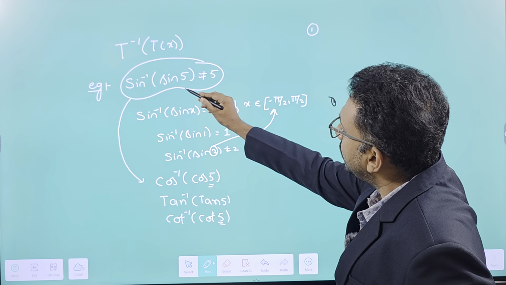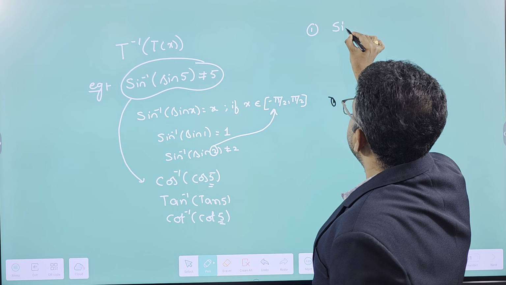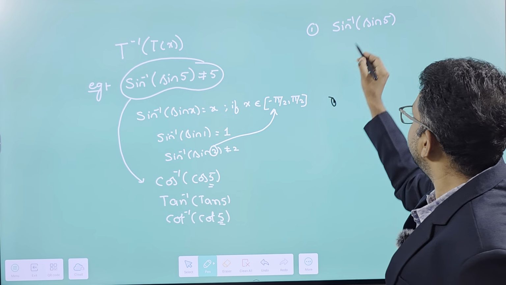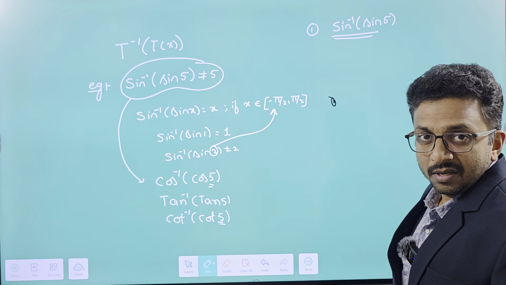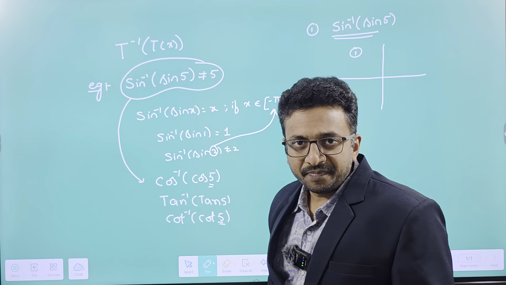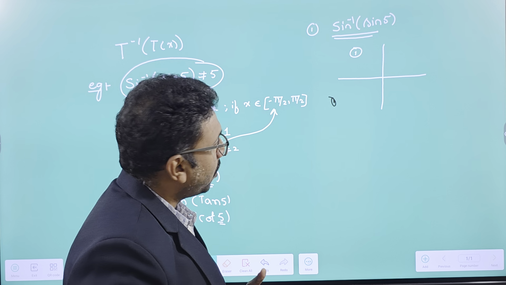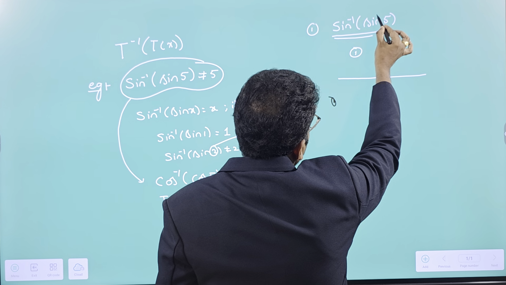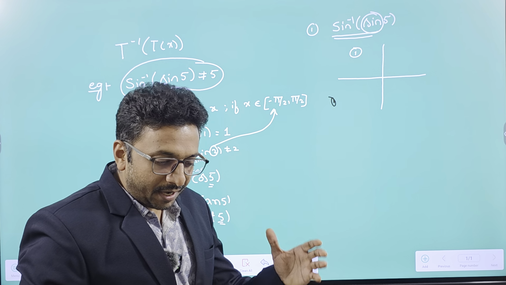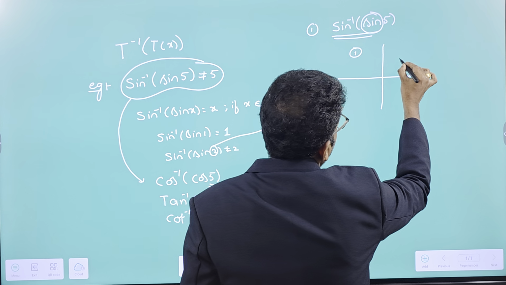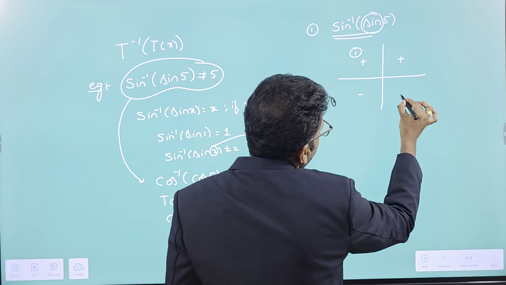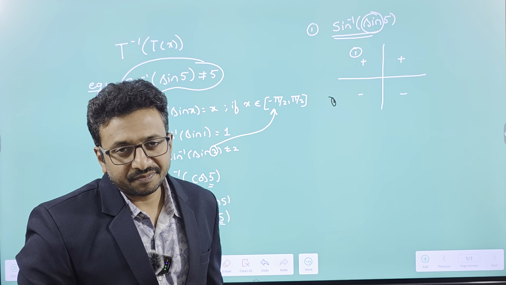For example, you want sine inverse of sine 5. So you draw the quadrant diagram for sine inverse of sine. The first step is you just have to draw the coordinate axis. Once you draw it, you mark the signs of the trigonometric function sine. You know about ASTC, right? All, sine, tan, cos. In the first quadrant, all ratios are positive. In the second quadrant, sine is positive. In the third quadrant, sine is negative. In the fourth quadrant, sine is negative.